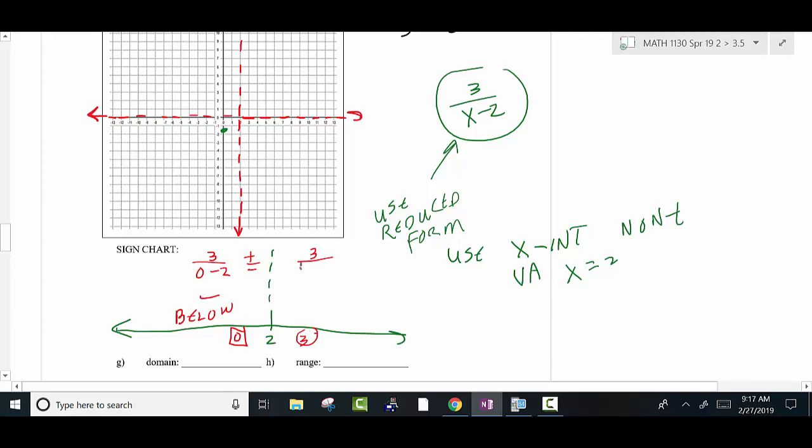Okay. That's the kind of stuff I mess up on. So it's like 3 over 3 minus 2. So that is a positive. So you're above the x-axis like that. Okay? All right. So that's what we have.